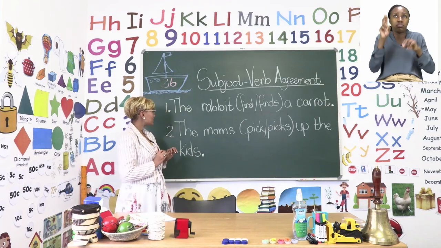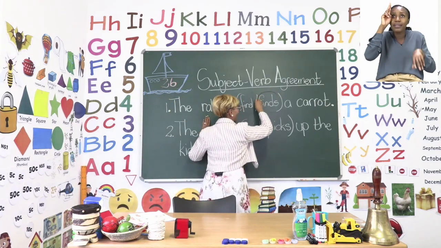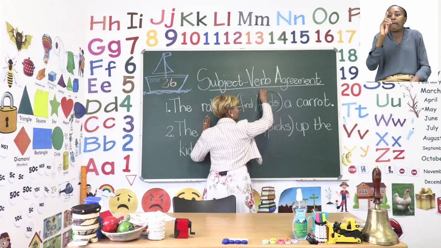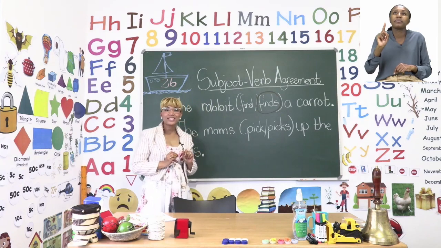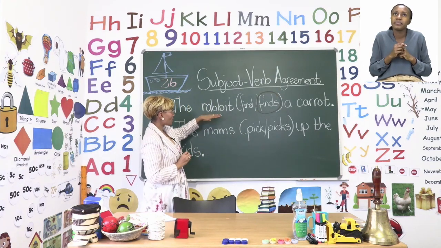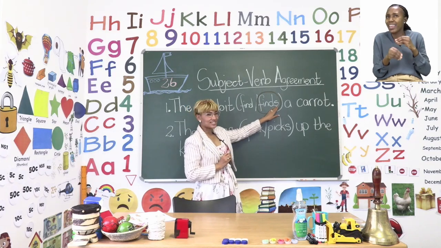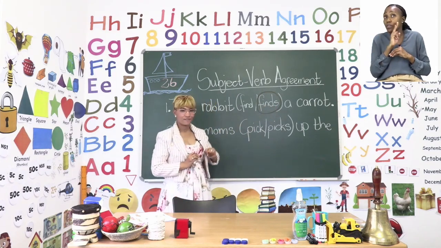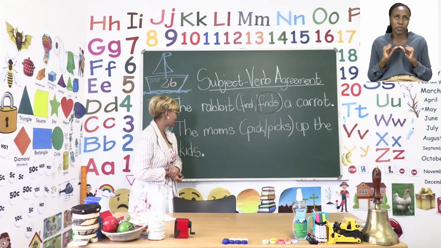And now we will say the rabbit finds a carrot. So remember what we said earlier? If we only talk about one rabbit, then we add an S to the verb. All right, let's try the second one.